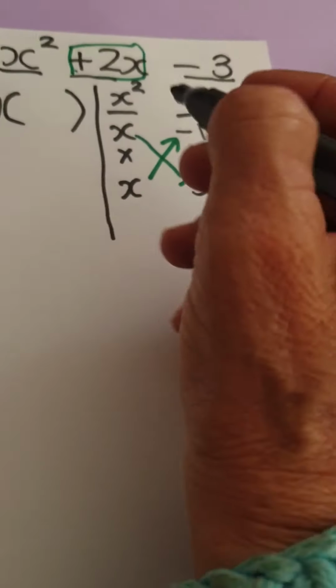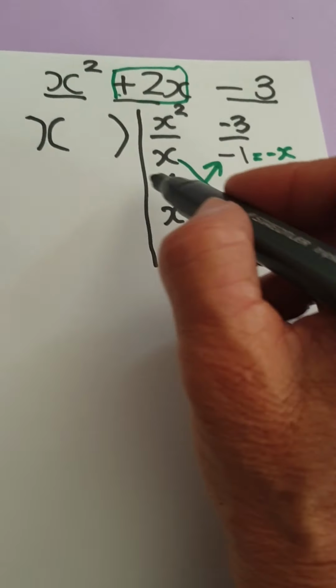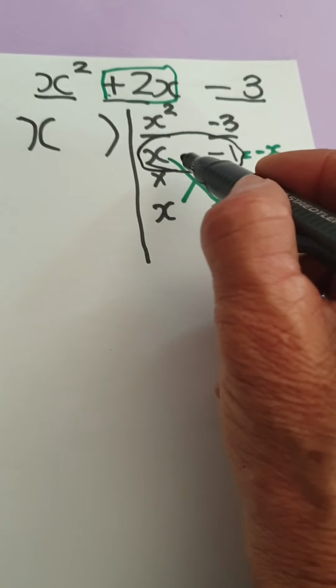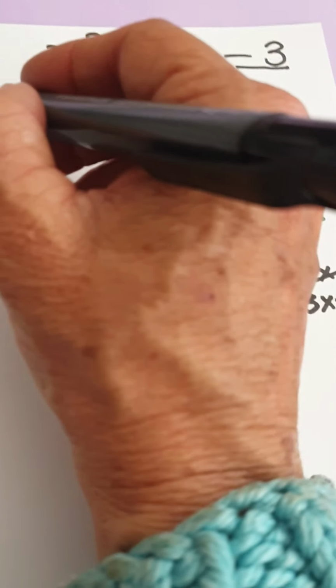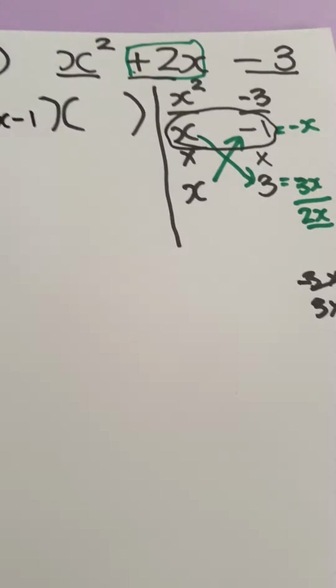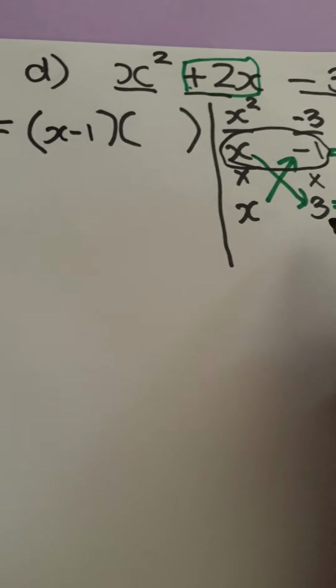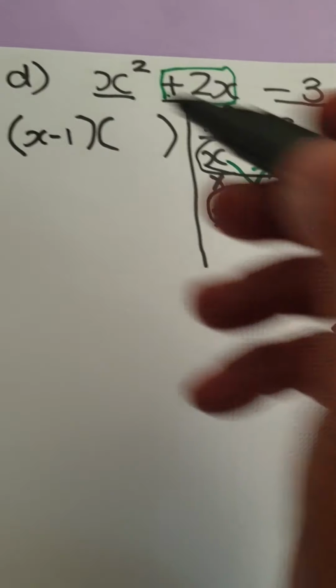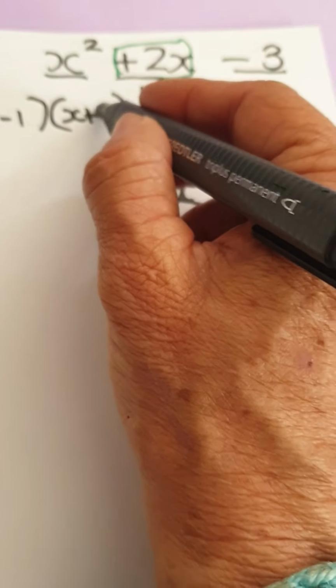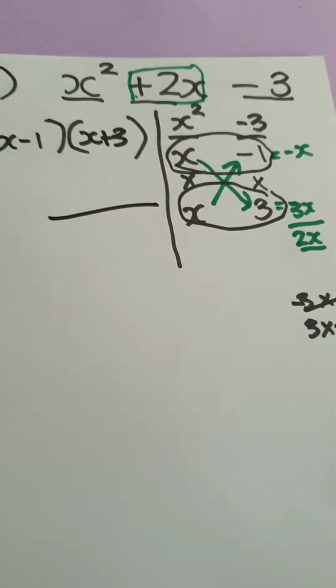So you are ready. You can put your numbers in your brackets. First bracket will be x minus 1. So I have x minus 1. Second bracket will be x plus 3. So I put in x plus 3, and it's factorized. Good.